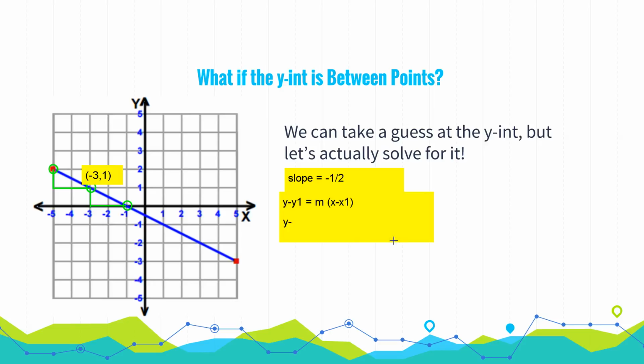So we have y minus my y1 value, which is 1. We figured out our slope is -1/2. And then we have x minus our x1 value, which is -3. So here's some simplifying that we're going to have to do. My -1/2 times x minus -3 can be simplified because of the two negatives: x minus a -3 can turn into a positive instead.